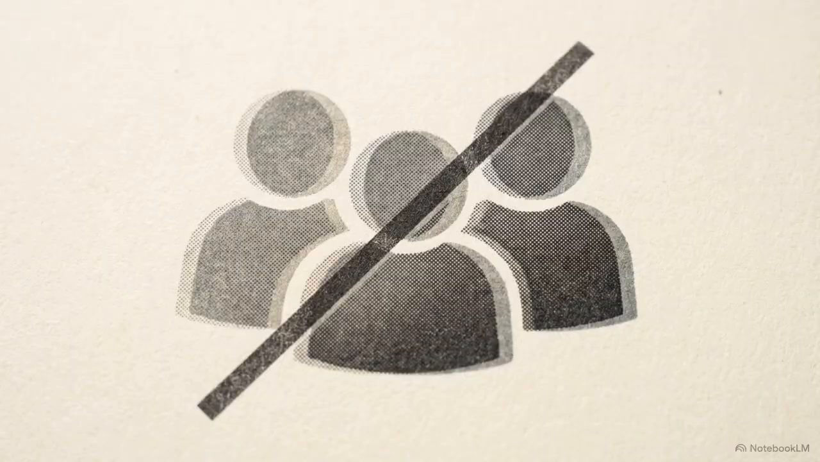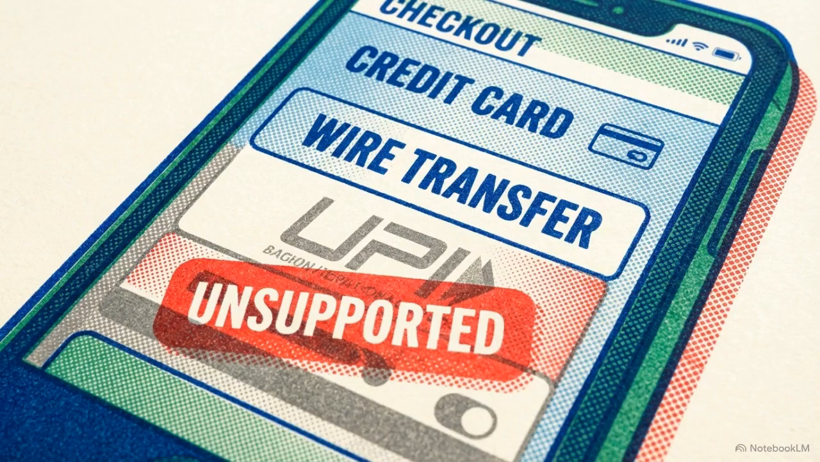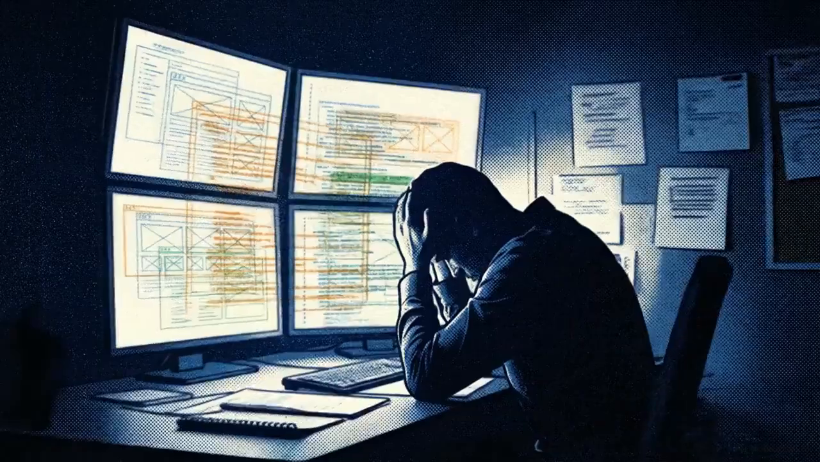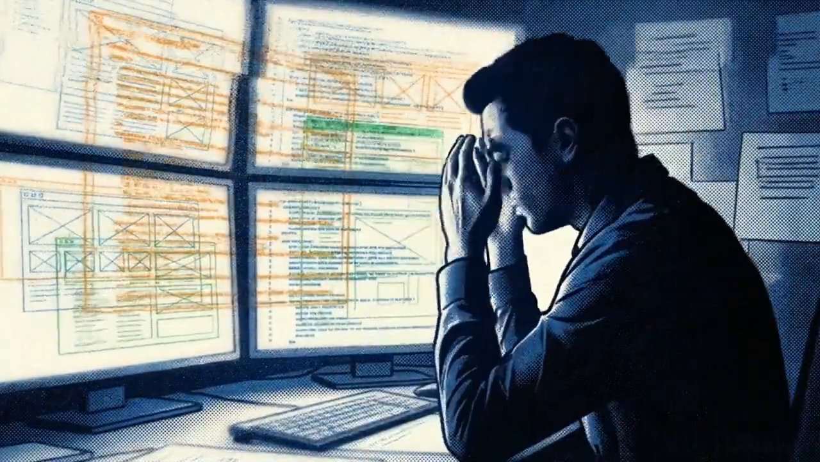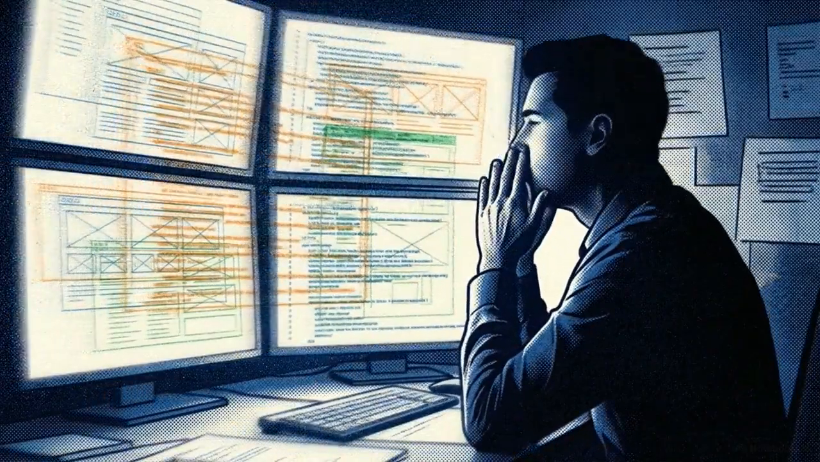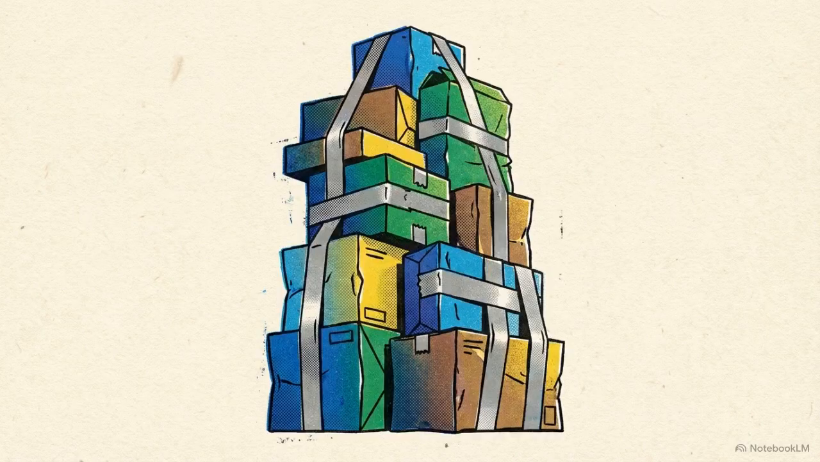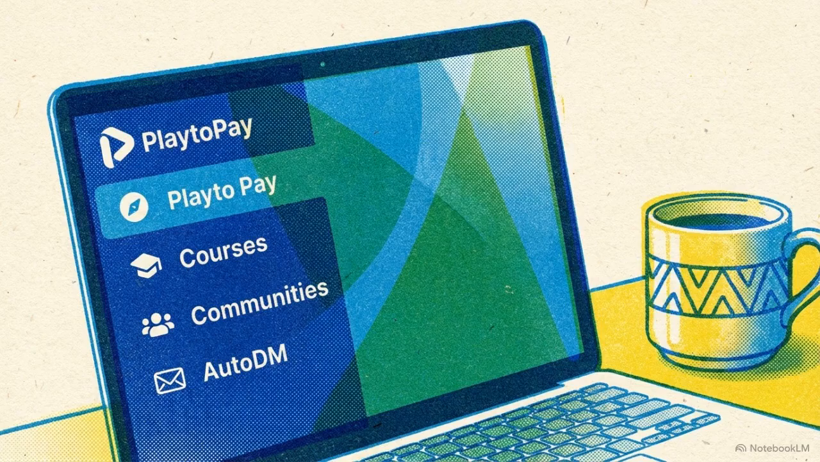You won't find checkout pages, video course hosting, or community platforms here. They also don't support local payment methods like UPI for your Indian audience. Pure infrastructure protects your profit margins, but it leaves the burden of building and connecting your digital storefront entirely on your shoulders. If you don't want to duct tape 5 different software subscriptions together, you take the second path, the bundled ecosystem model, like Playto Pay.